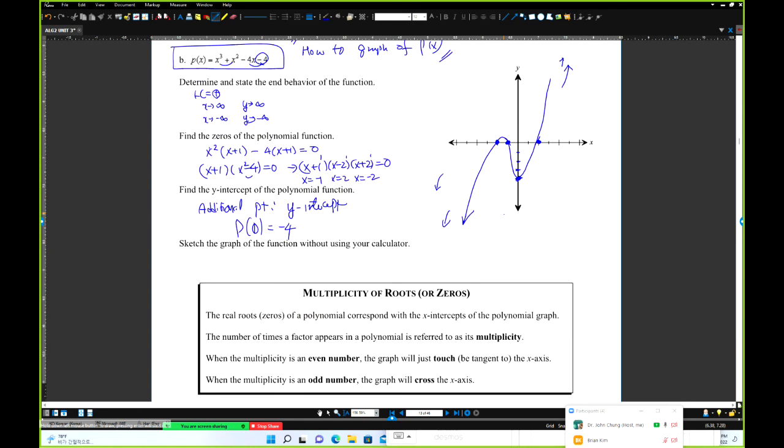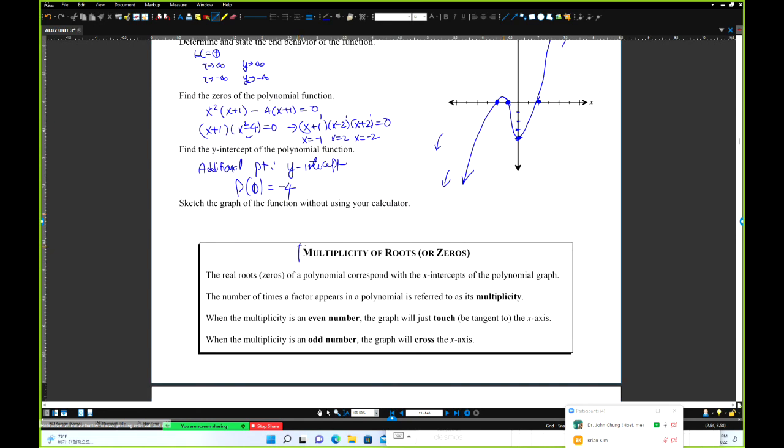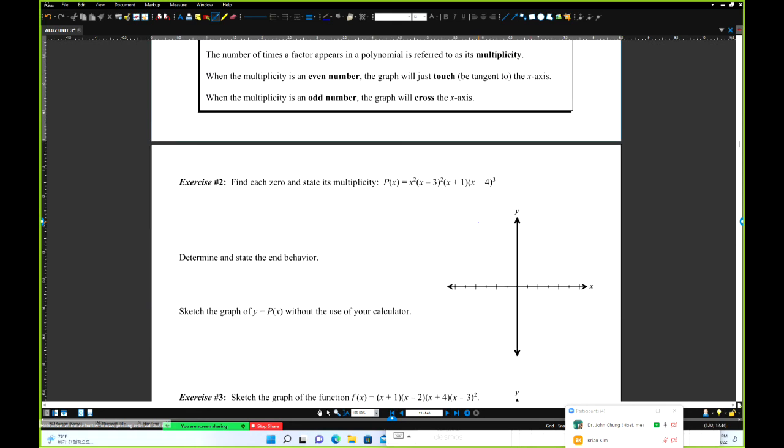Okay, next we're gonna learn more detail about the multiplicity of roots. What is this one? Multiplicity: an even number is gonna be bounced, an odd number passes. Using this tool, maybe next time we're gonna graph in a little more detail, a nice looking graph.